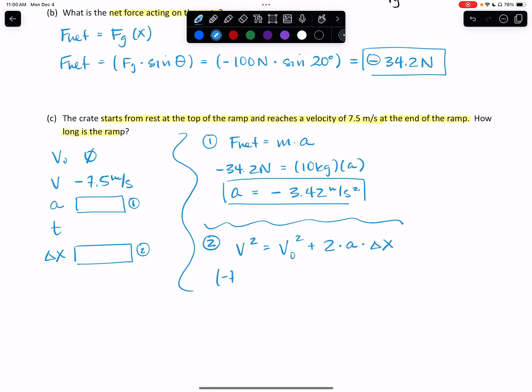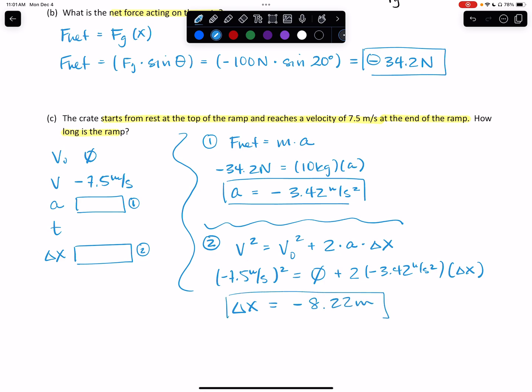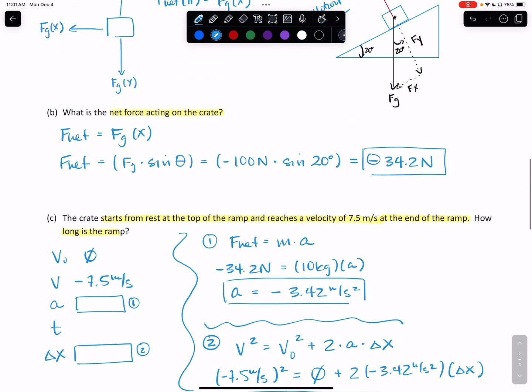All right, so we have negative 7.5 meters per second, squared, equals 0 plus 2 times negative 3.42 meters per second squared times our unknown change in position. All right, we plug everything in and solve, and we find the crate has moved 8.22 meters down the ramp. So the negative sign also makes sense here because we're moving down the ramp.